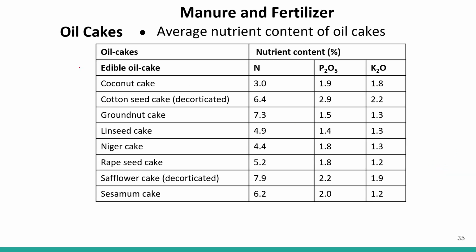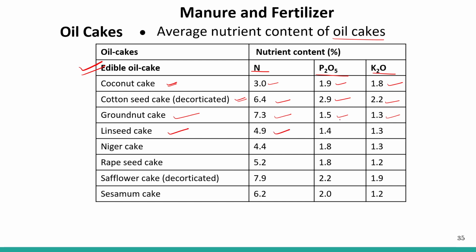Here are some edible oil cakes. They also have an average nutrient content that we can discuss here: the edible oil cakes also contain nitrogen, phosphorus and potassium. Coconut cake contains 3% nitrogen, 1.9% phosphorus and 1.8 potassium. Cottonseed cake: 6.4, 2.9 and 2.2 respectively. Groundnut cake: 7.3 nitrogen, which is quite high, 1.5 phosphorus and 1.3 potassium.